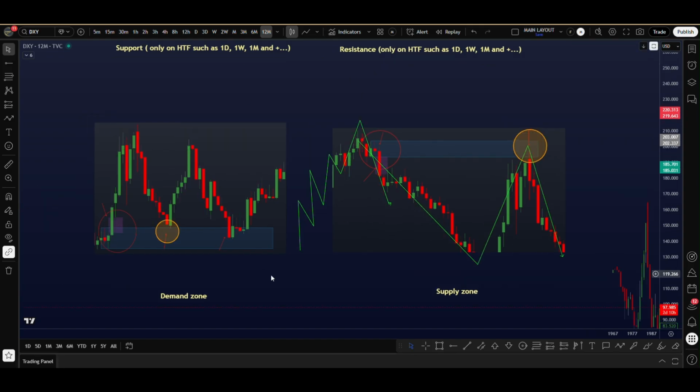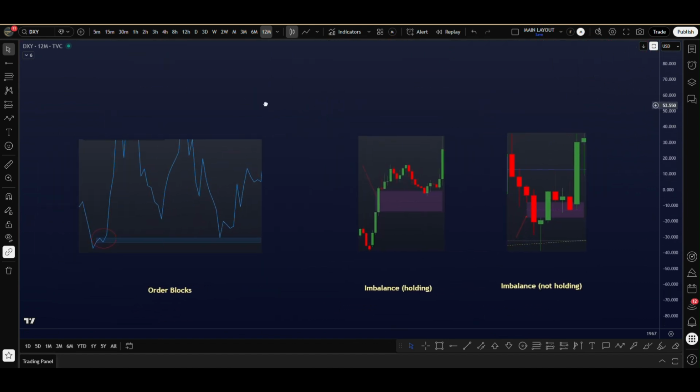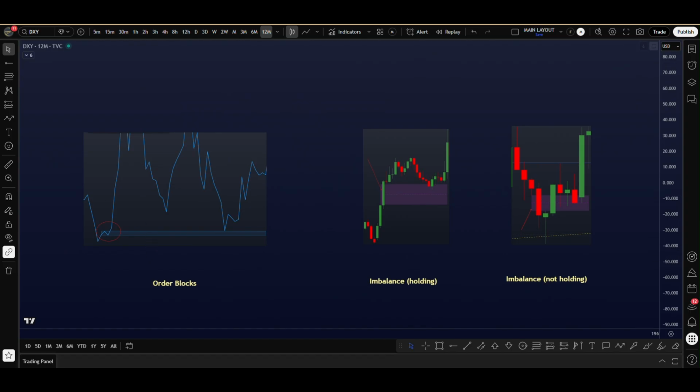So the next key zone I like to use is order blocks. Order blocks, for me, are just the same as supply and demand zones, but with some precision. What do I mean by that? I mean they allow you to pinpoint the real volume inside the supply and demand. They will help you have some precision in your entry. I'm going to give you an example.